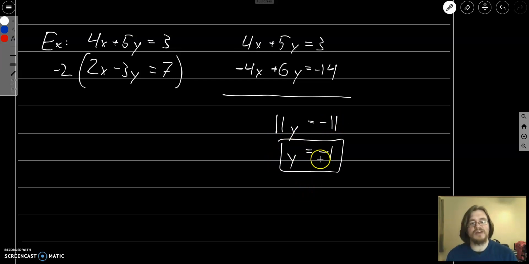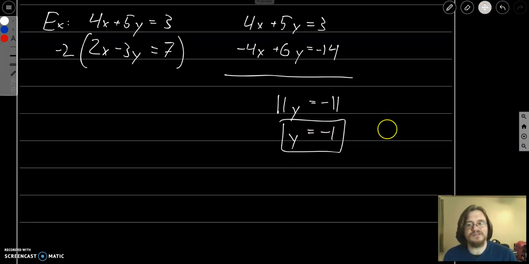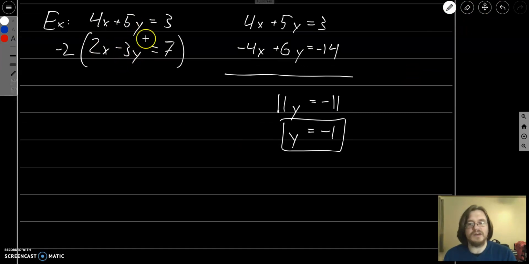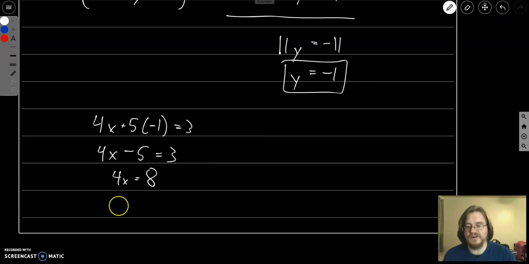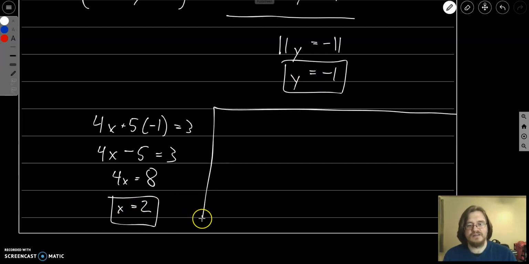Ha! I now know my y value, and I can plug that back into my original equation to get my x value. It doesn't matter which one I use, so I'll use the top one. So we have 4 times x plus 5 times -1 should be equal to 3. So let's simplify. For x, 5 times -1 is -5 is equal to 3. Add 5 to both sides. 3 plus 5 is 8. And divide both sides by 4 to get that x is equal to 2. So I have y and I have x. So my solution is going to be 2, -1.